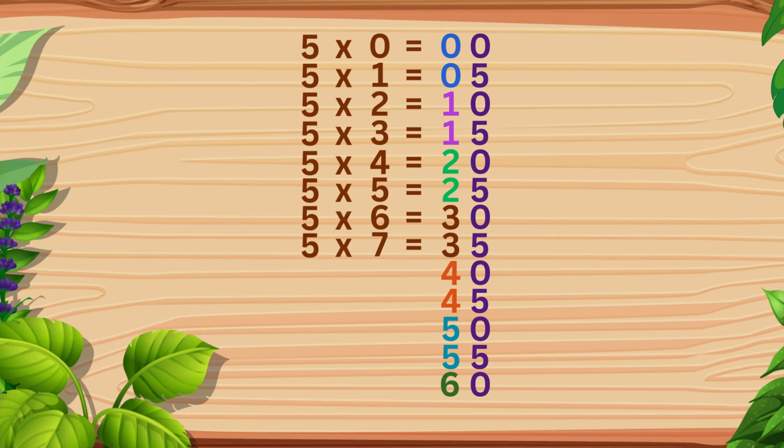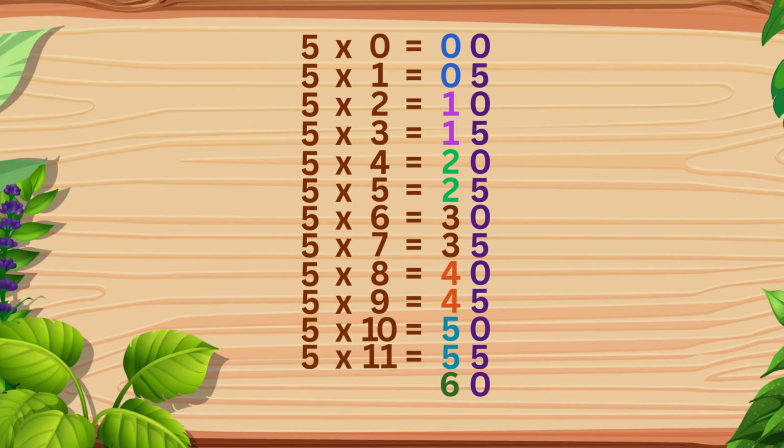5 times 7 equals 35. 5 times 8 equals 40. 5 times 9 equals 45. 5 times 10 equals 50. 5 times 11 equals 55. 5 times 12 equals 60. We don't have to stop at 5 times 12. We can keep going. Have a look.